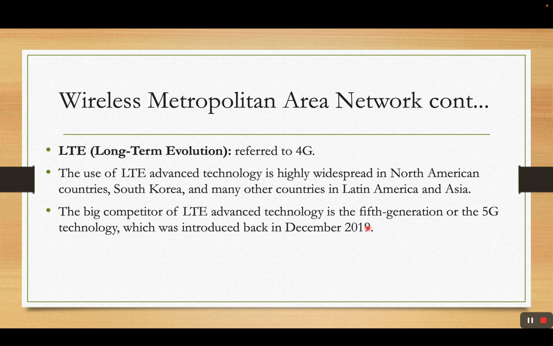in December 2019. Now, what are the special features? It's a wireless standard for 4G. It's a type of wireless MAN. It was first tested by Nokia in 2006 and finalized in 2008 after a successful demonstration of voice over IP by Ericsson. Supports 100 megabit per second downlink stream and 30 megabit per second uplink stream.